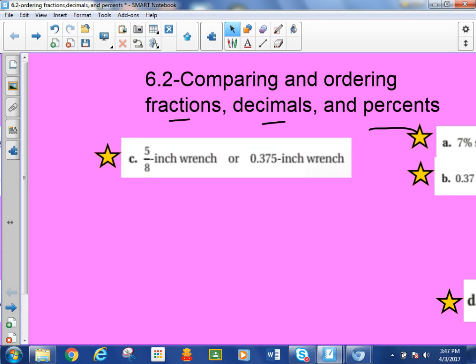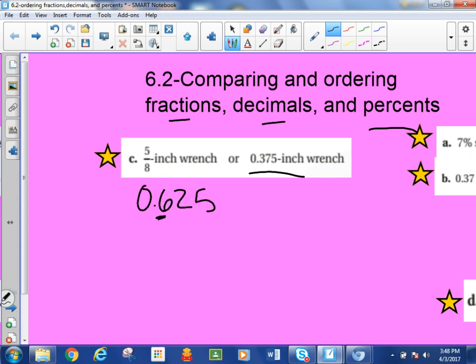All right, so I have a 5/8 of an inch wrench, or 0.375, which is also 375 thousandths of an inch. So I'm going to leave this because I like putting them into decimals. And then I'm going to take 5 divided by 8, right? Because that's how I find a decimal out of a fraction, which gives me 0.625. So I look at my 6, I look at my 3, 6 is greater, so 0.625 is greater.